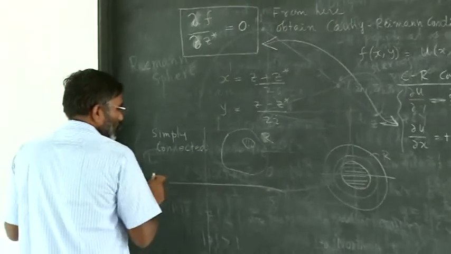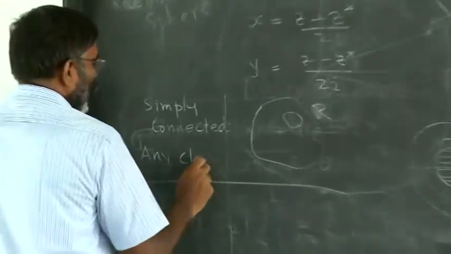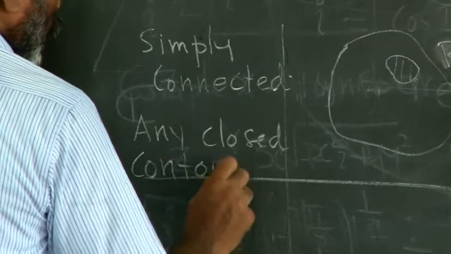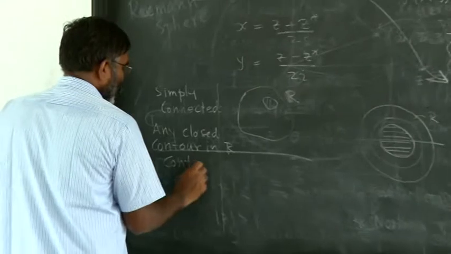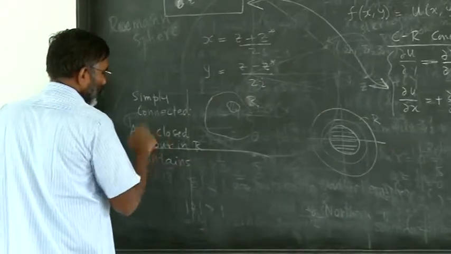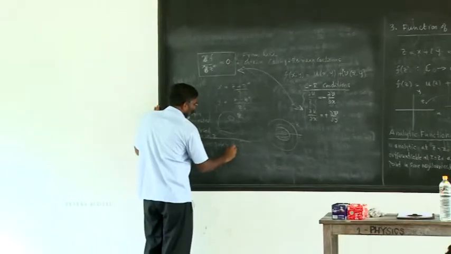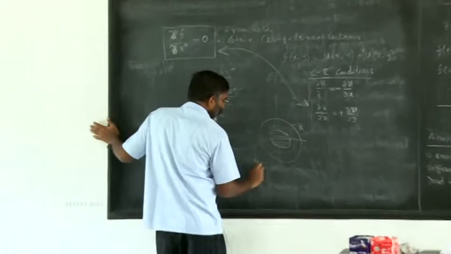Any closed contour in R contains only points of R. Here this is called multiply connected.